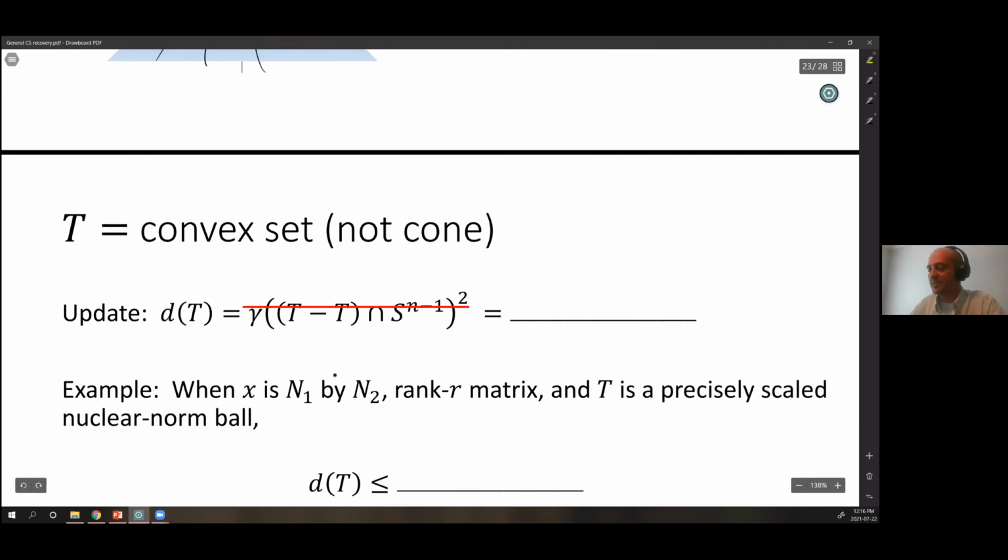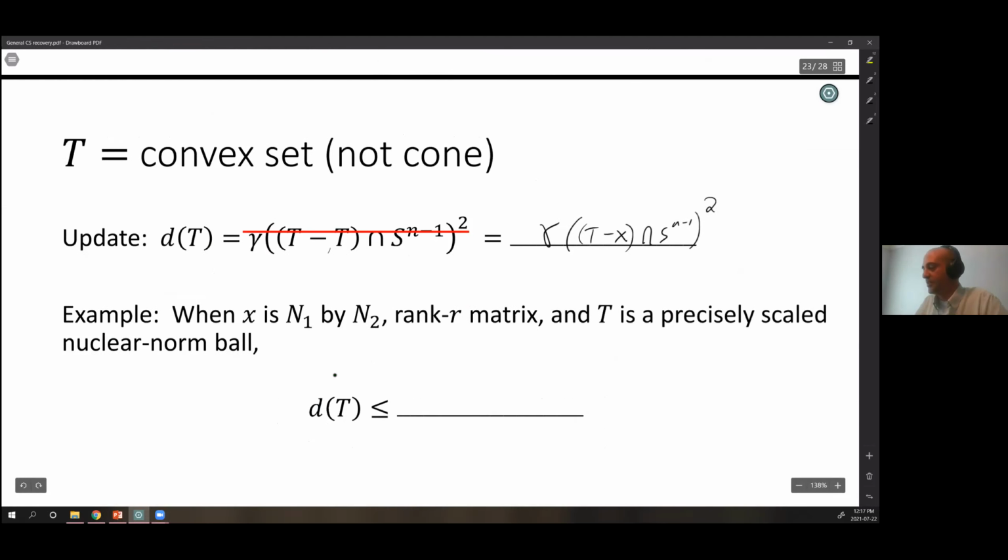So you would replace your D of T, not Gaussian complexity of T minus T intersect the sphere squared, but Gaussian complexity of T minus X intersect the sphere. And of course, now this actually depends on X, but you could say in the sparsity setting, you can uniformly bound this for any sparse vector, provided that it's appropriately scaled.